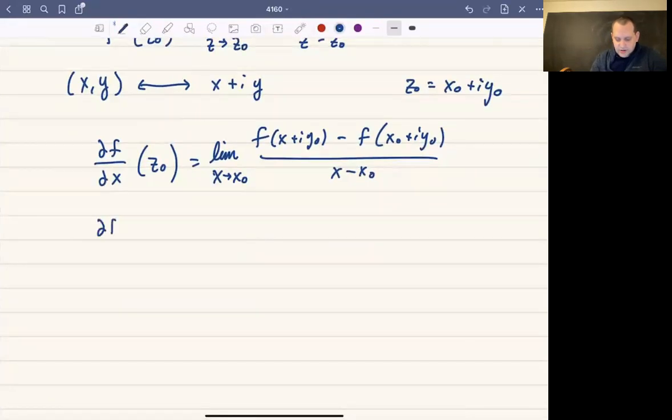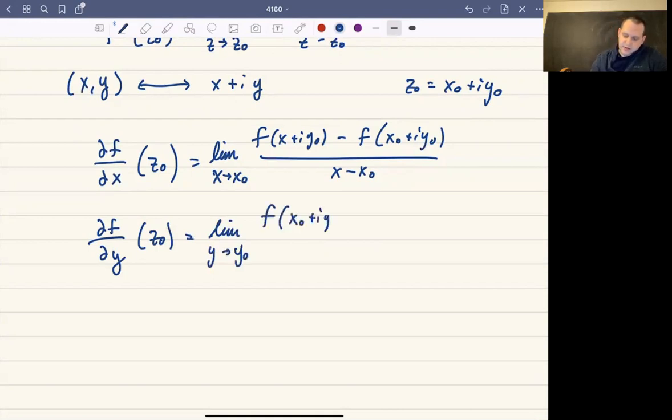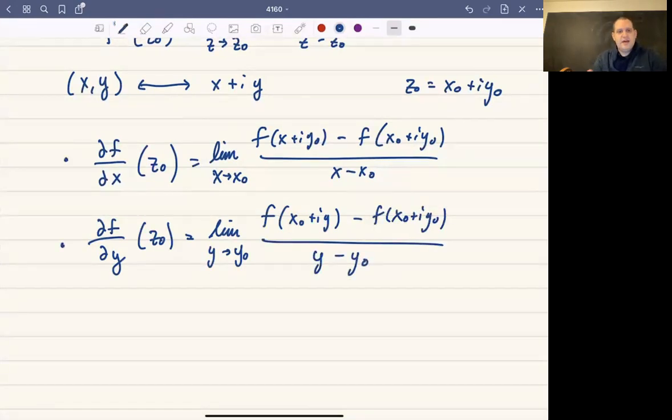Likewise, we could define the partial derivative of f with respect to y at z naught. This is the same idea, except we're going to let y approach y naught. This is going to be f of x naught plus iy, so we're thinking of the x terms as being constant, and then we divide by y minus y naught. So these are the partial derivatives of f with respect to x and y.